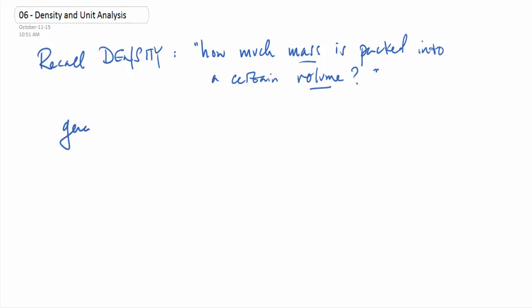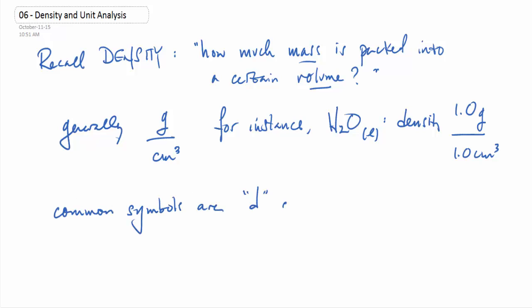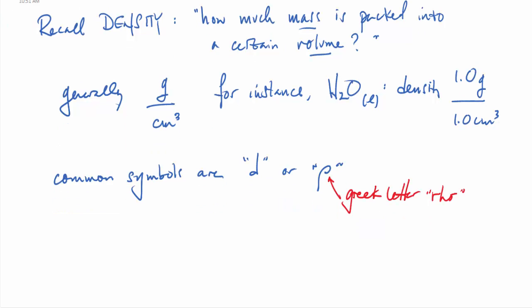So hello everyone, try to recall density. That is how much mass is packed into any particular unit of volume. Typically we use grams and cubic centimeters. For instance, liquid water has a density of 1 gram per cubic centimeter at around room temperature. Common symbols are lowercase d, or this thing that looks like a P, the Greek letter rho. These are density.